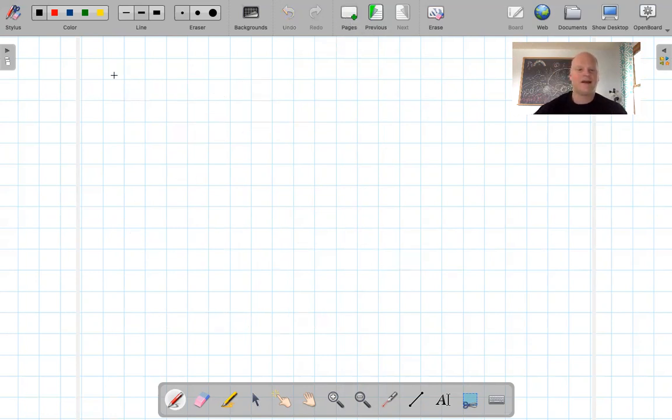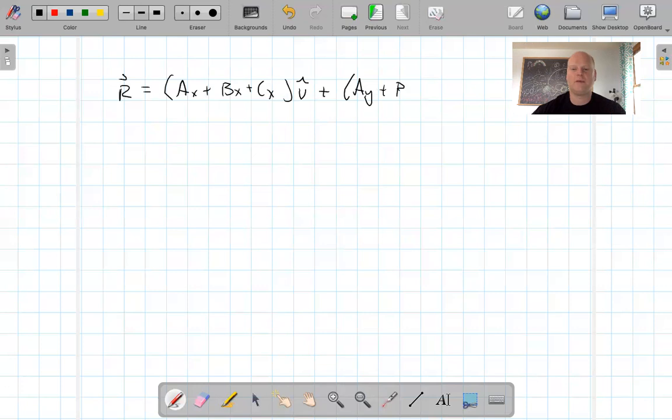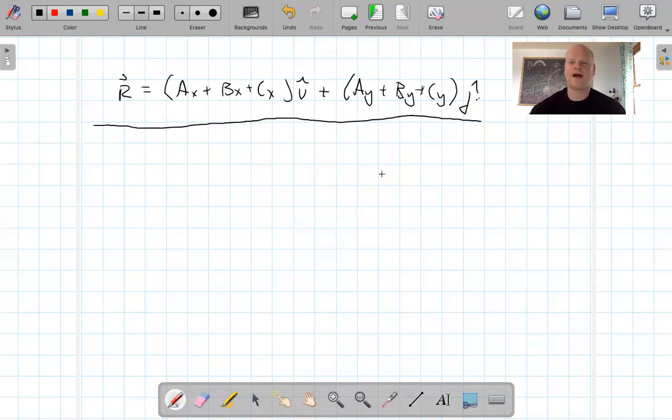So at the end of the day, I can also write that vector r is equal to the ax component plus the bx component plus the cx component in the i hat direction, plus then ay plus by plus cy all in the j hat direction. Good. So the last thing we want to talk about quickly, now that we know about components, is how do we multiply by a constant?